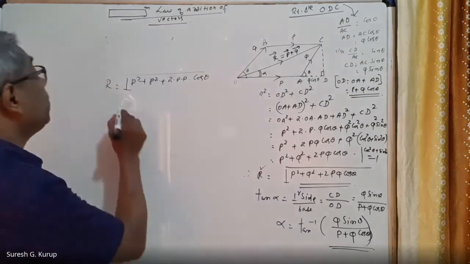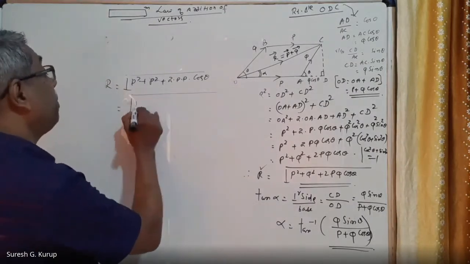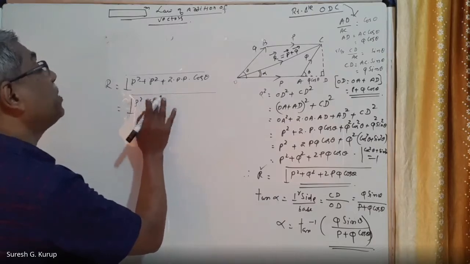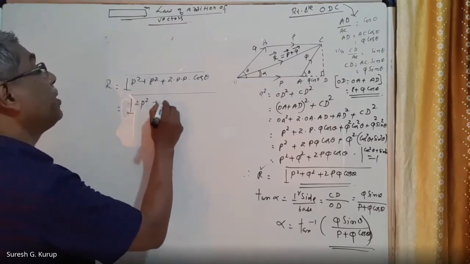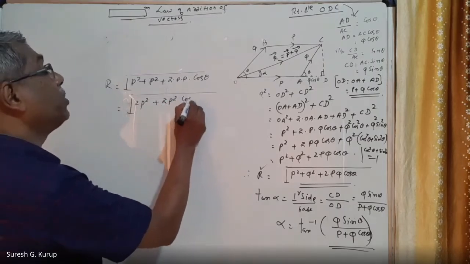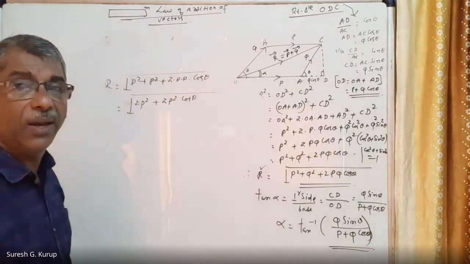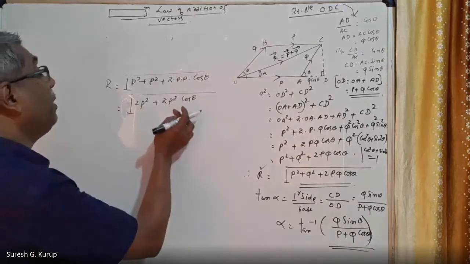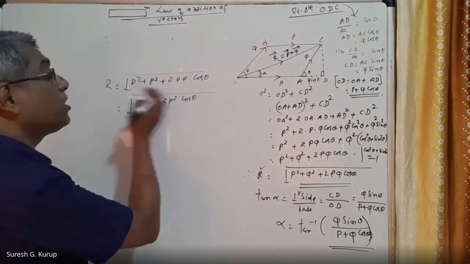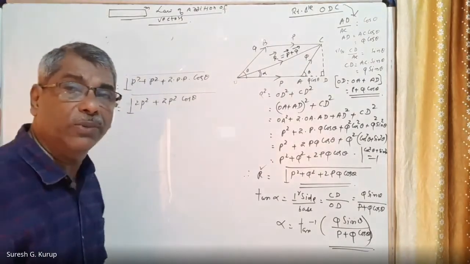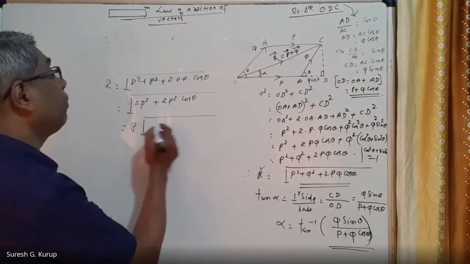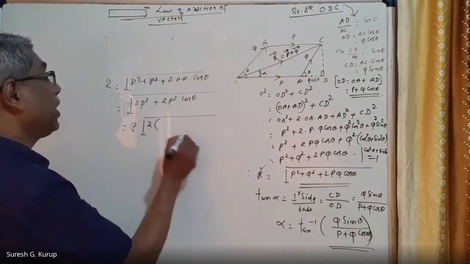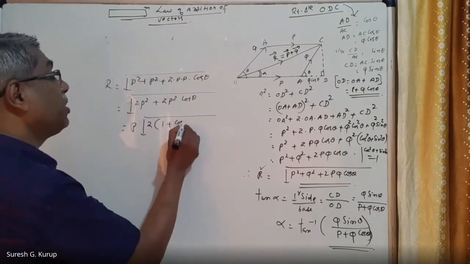So this is equal to square root of P square plus P square plus 2P square cos theta, we can write. So the common factor is P square. When P square comes out of the root, it becomes P into square root of 2, which can be taken outside, 1 plus cos theta.